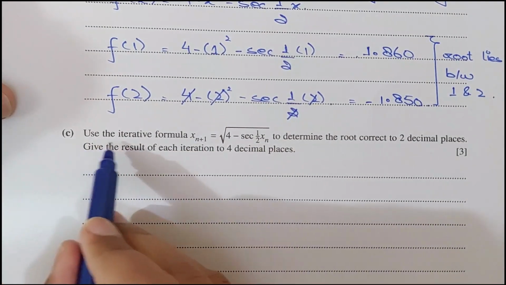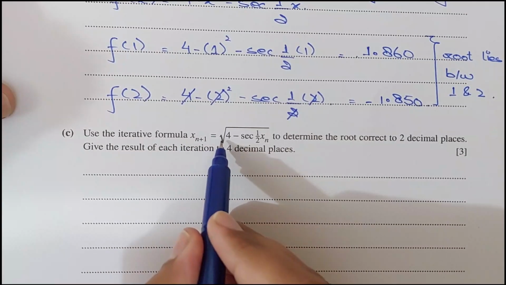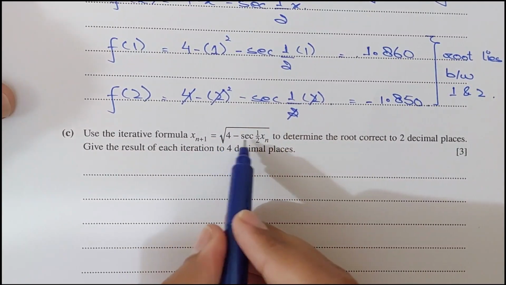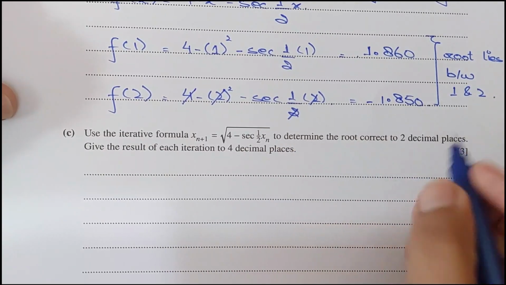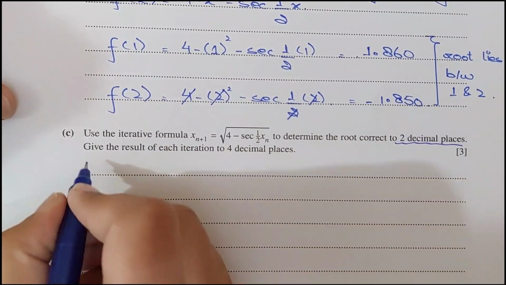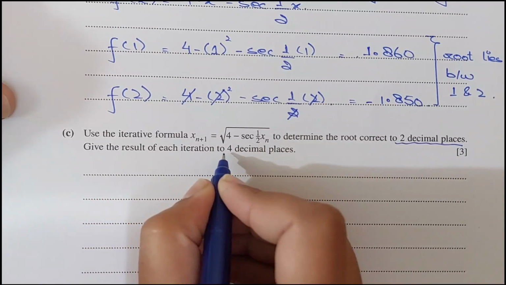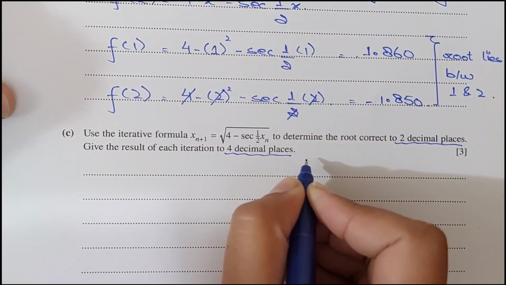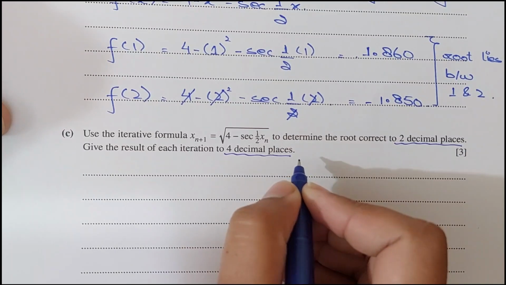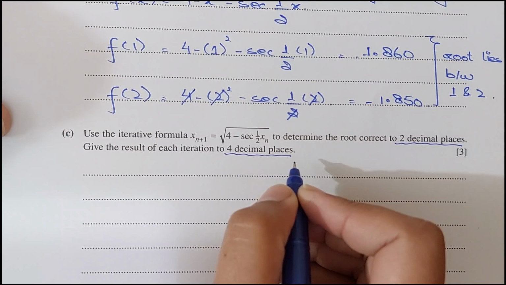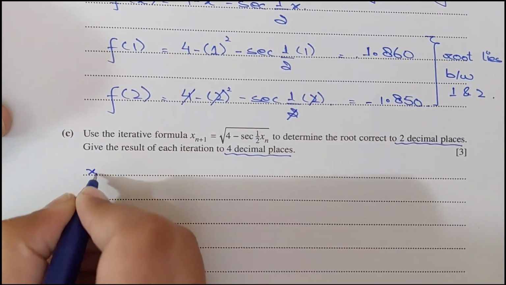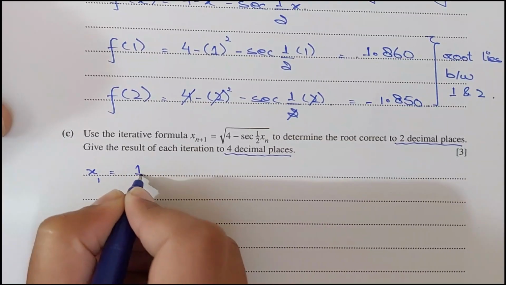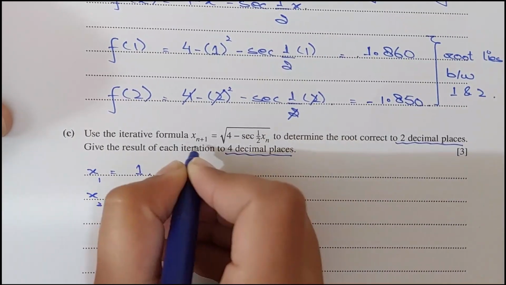Now for part C, use the iterative formula x n plus 1 equals the square root of 4 minus secant of half x n to determine the root correct to 2 decimal places. Give the answer of each iteration up to 4 decimal places. Okay, so we have to consider the initial guess. You can take the initial guess as 1 or 2 because we know that the root lies between 1 and 2. So if I say x1 is going to be 1, what is x2?